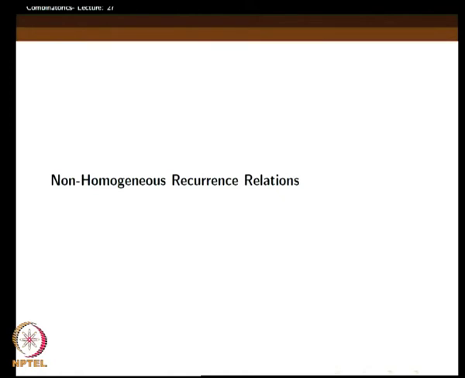In this class we will look at non-homogeneous recurrence relations and propose some methods to solve them. It is not that these methods will always work, but this is the way one can try to solve them.